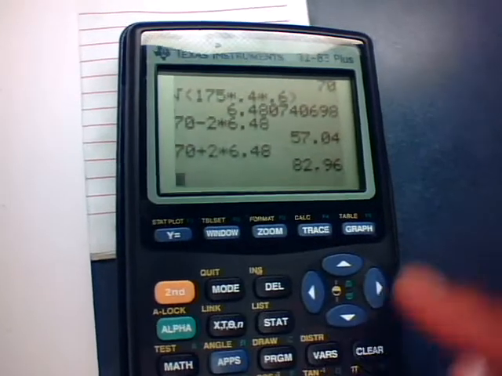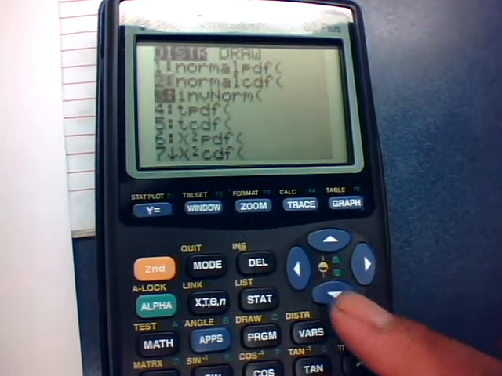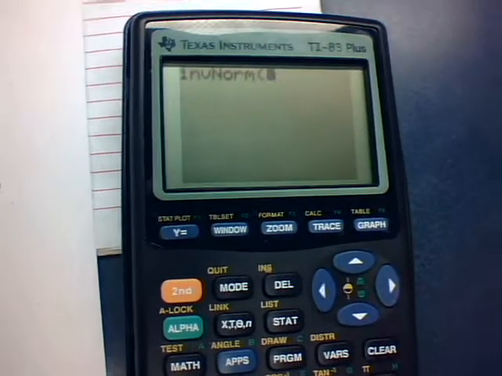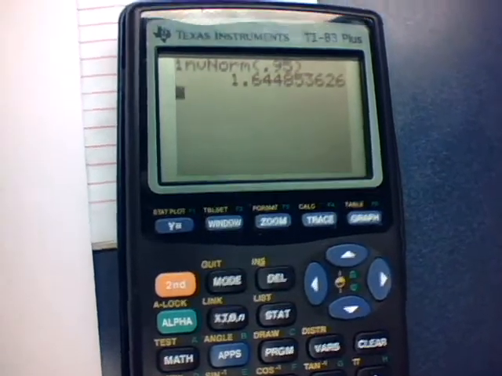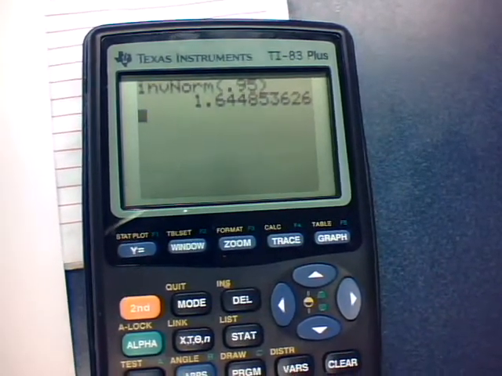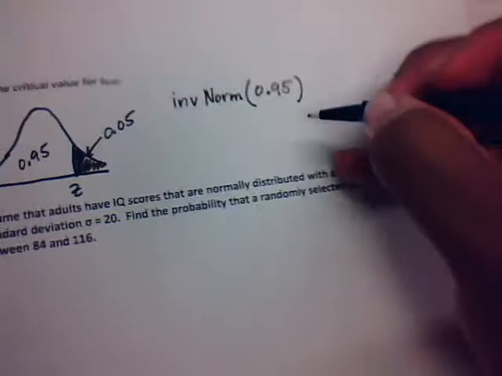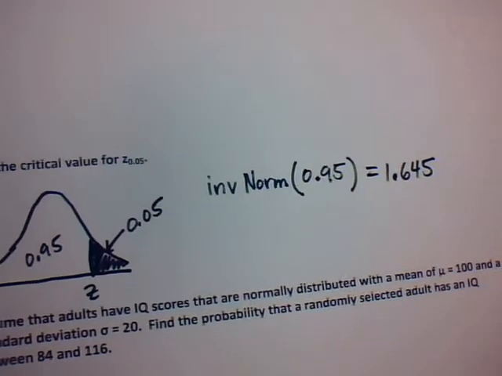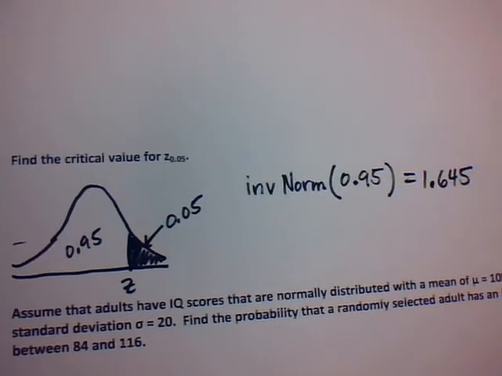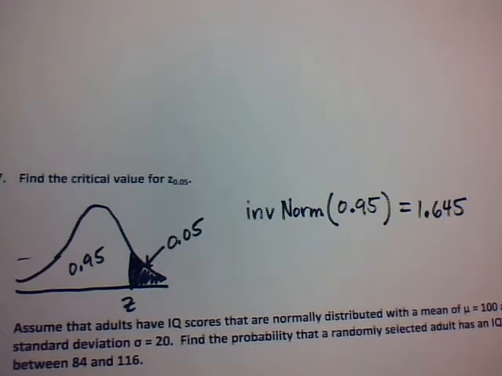So to get the inverse norm, we press second and vars. And then we select number 3 for inverse norm. And then type in 0.95, close the parentheses, and then hit enter. Now this one, to 3 decimal places, will be 1.645. Because that's the most common number that we're going to be using in chapters 7 and 8. Okay, so that critical z value that we're looking for is 1.645.